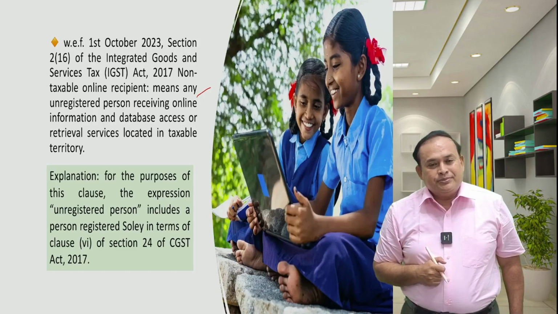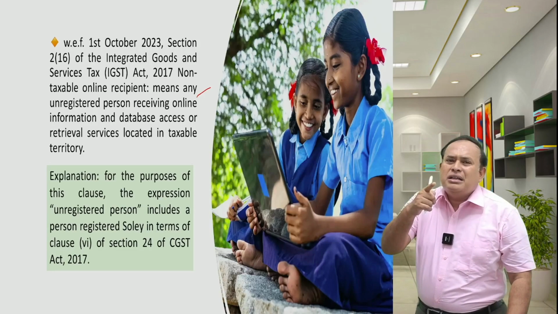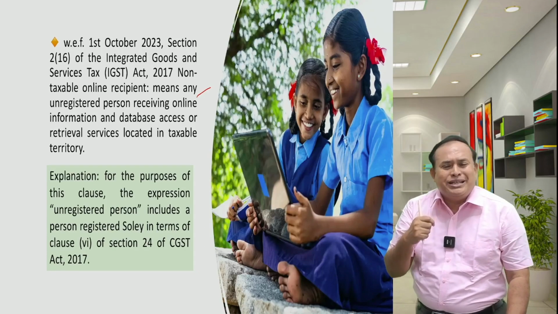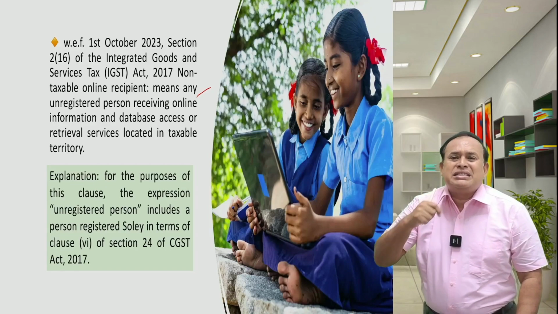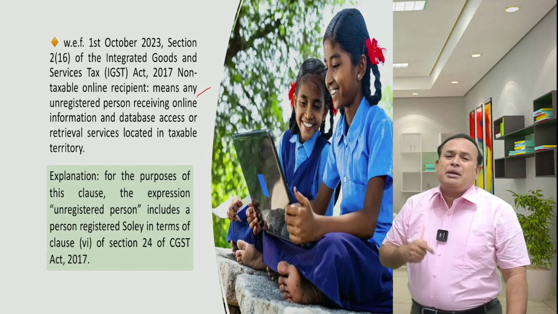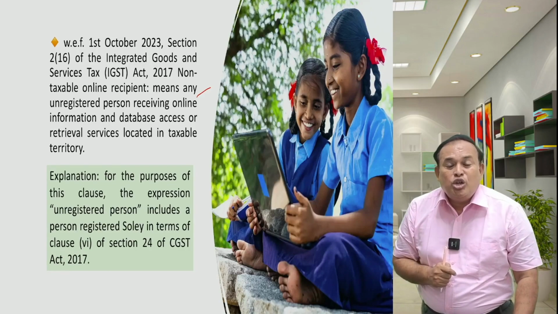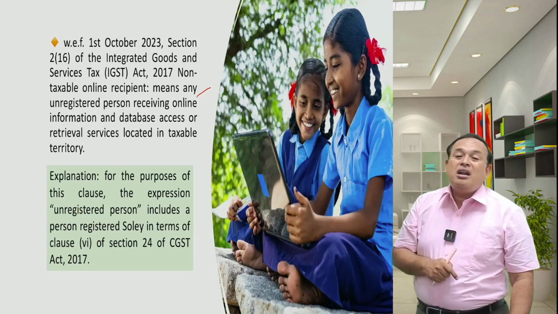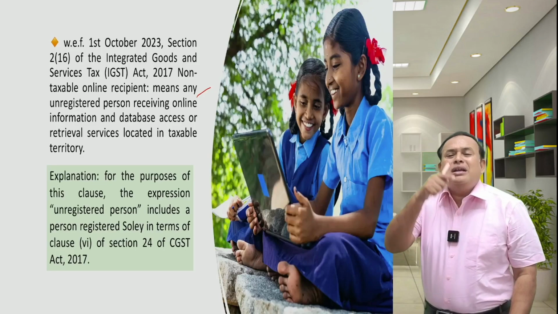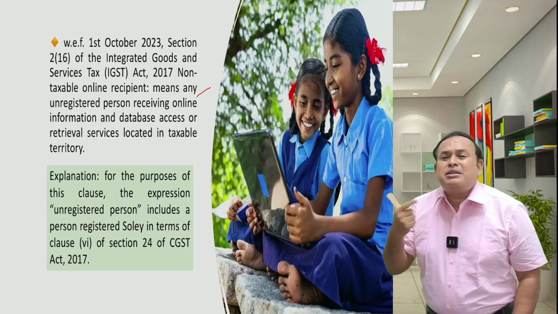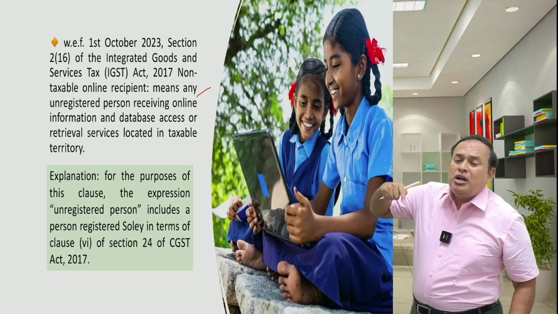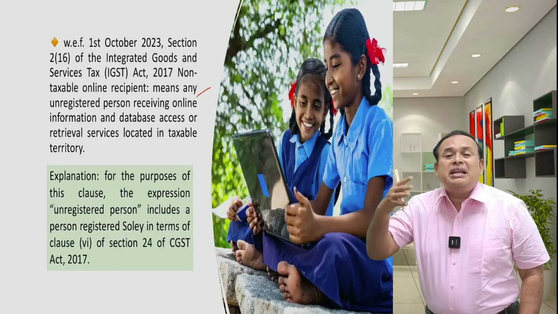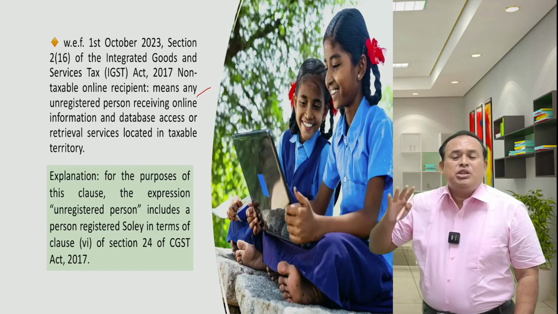Now, you are a CA final student who paid the fees through the internet and is watching classes available in the Rafi Academy app. You are a recipient. You are the best example. You are a non-taxable online recipient. Who is a non-taxable online recipient? The person who receives the OIDR services through system software, through the internet, is basically an unregistered person. You are an unregistered person.